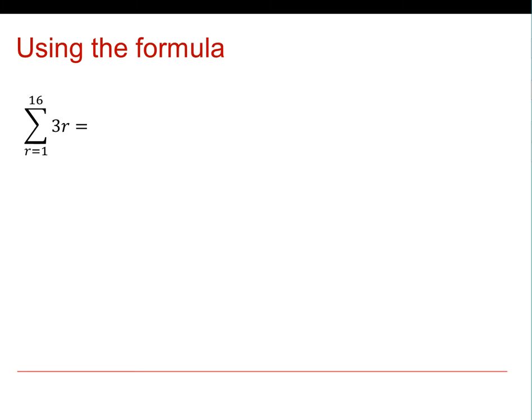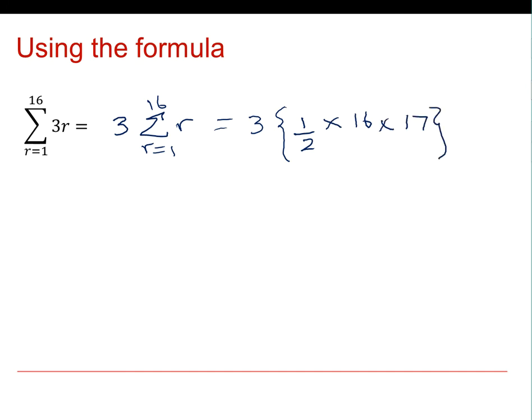If we have a look at this example here, remembering we can take the 3 out and then we can use the standard result. So that would be 3 lots, and we're going from 1 to 16, so we're going to have a half times 16 times 17, which gives us, we can use our calculator, but it still saves time from adding up all those terms, 408.